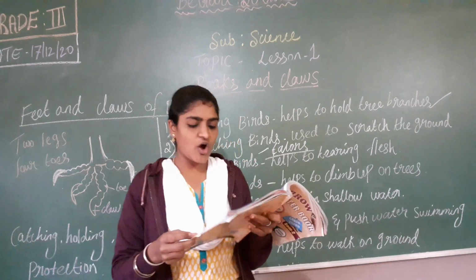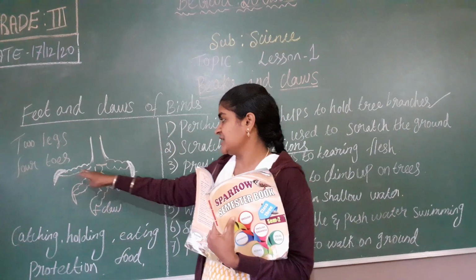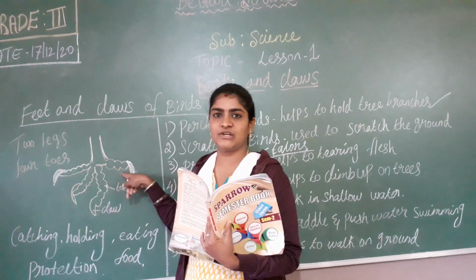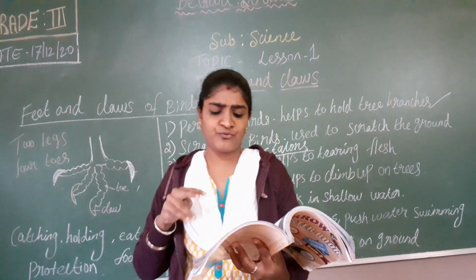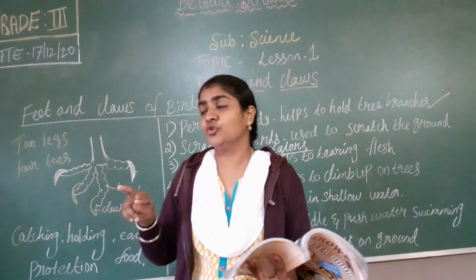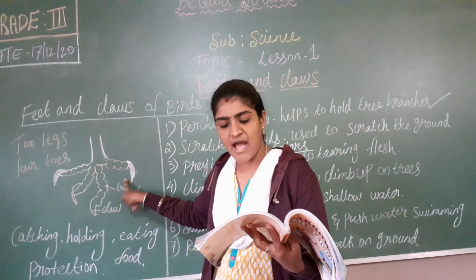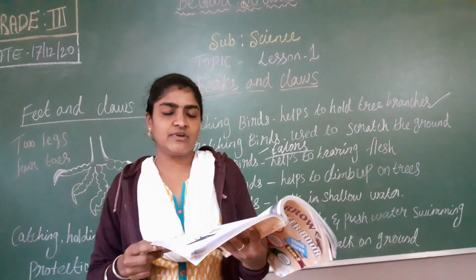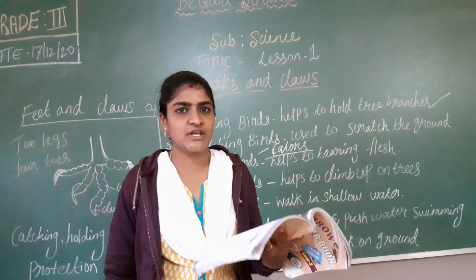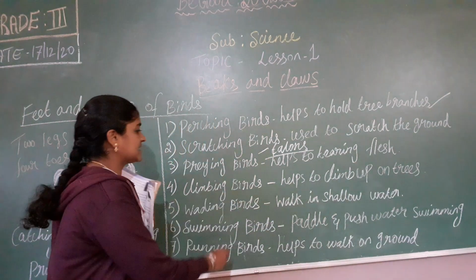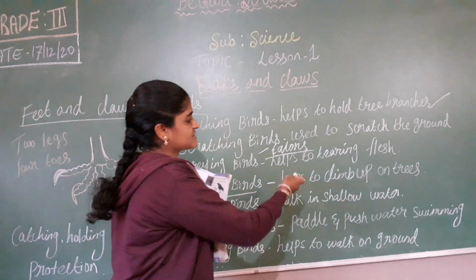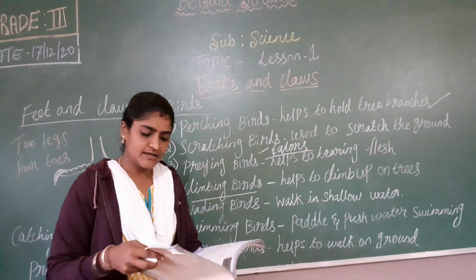For all the birds I have explained, 3 toes are in the forward direction and 1 toe is backward. But for this type of bird, 2 toes are forward and 2 toes are backward. So it is helpful for climbing the tree. That is the reason they are called climbing birds. It helps them climb up on trees.